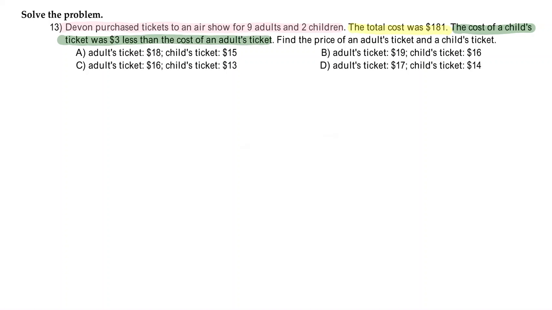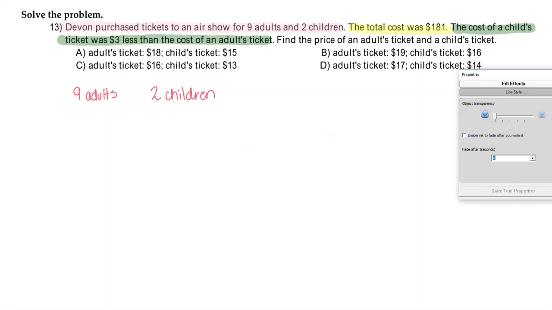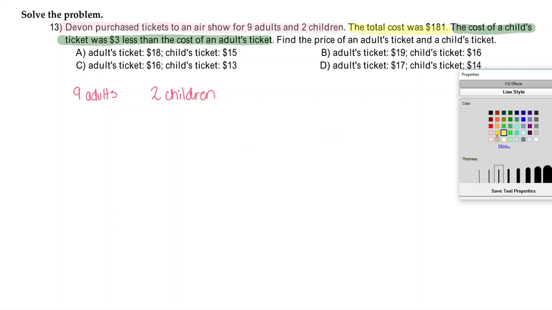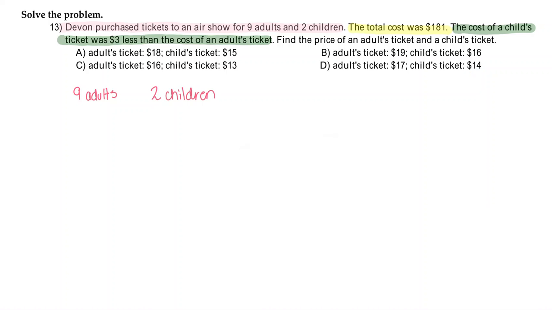Devin purchased tickets to an air show for 9 adults and 2 children. So the important information we can take out of that sentence is that there were 9 adults and there were 2 children. Now let's take a look at the second sentence. The total cost was $181. Okay, so that tells us that 9 adults and 2 children equaled $181.